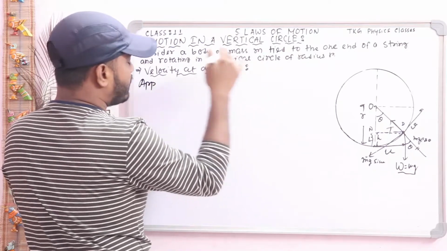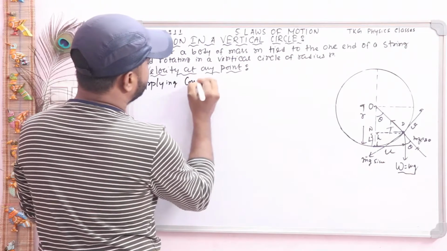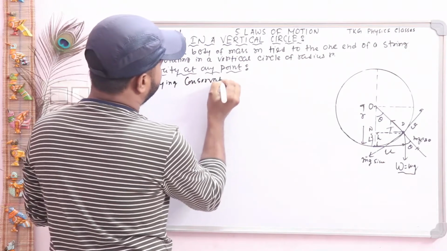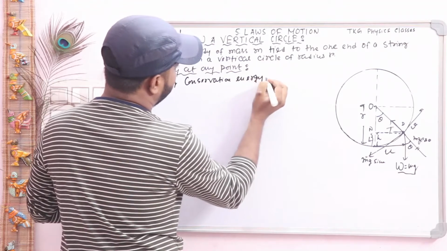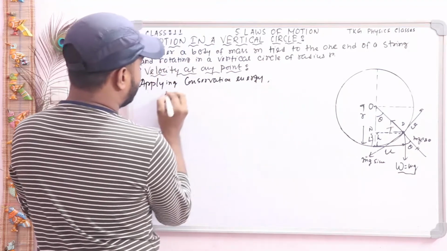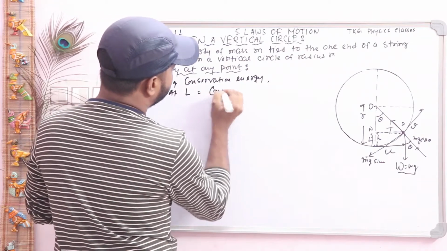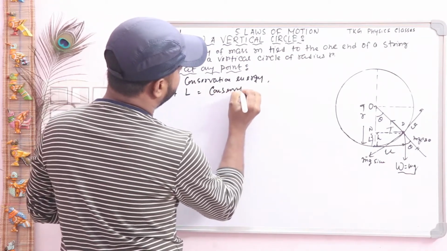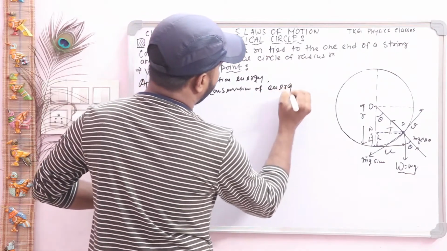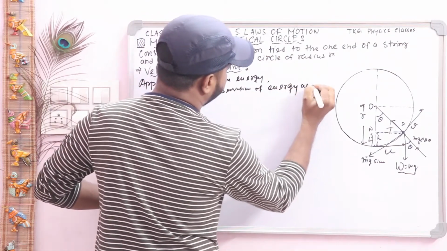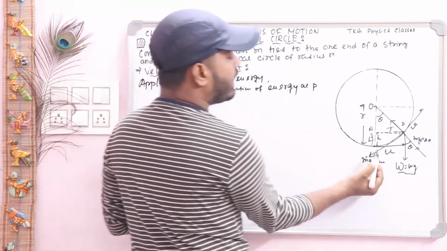At first you write the basic thing, applying conservation of energy at L, that is equal to conservation of energy at P. So you see, what is the kinetic energy at L?